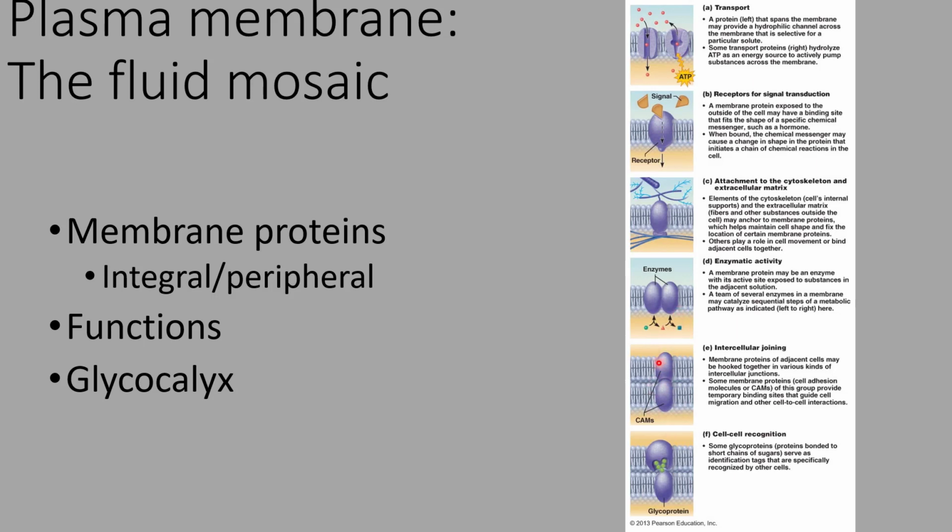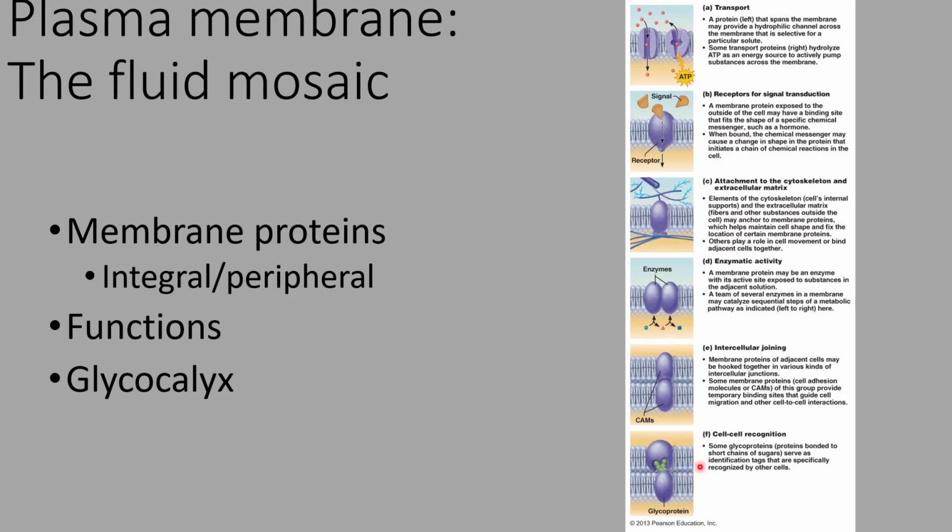Intercellular joining. Here we have plasma membrane from cell 1, plasma membrane from cell 2, and the proteins in cell 1 are grabbing on to the proteins in cell 2. Sometimes these are called cell adhesion molecules, or CAMs. I don't really like to use that term too much. You might hear it later, but it is just one cell holding on to another cell, intercellular joining. Very similar to what we saw up here.